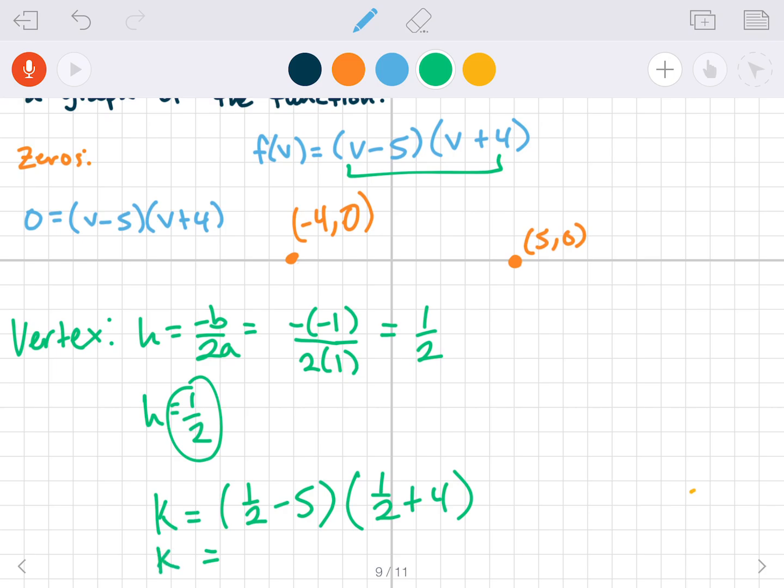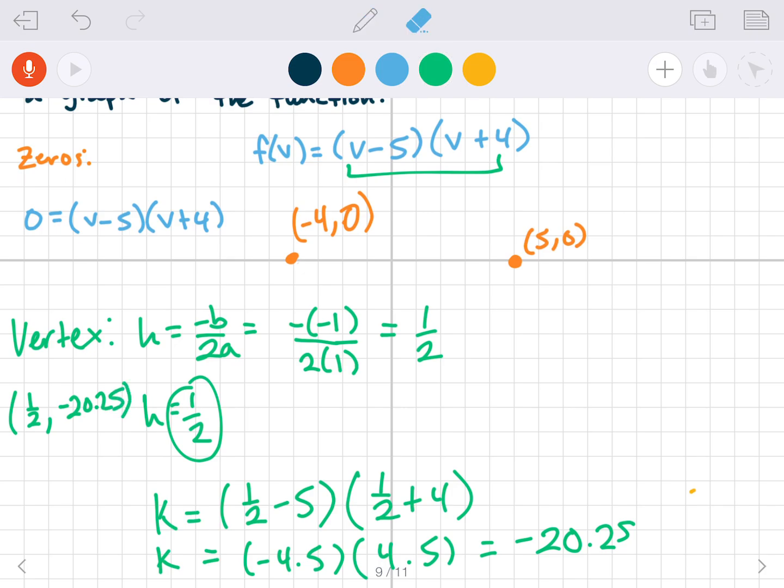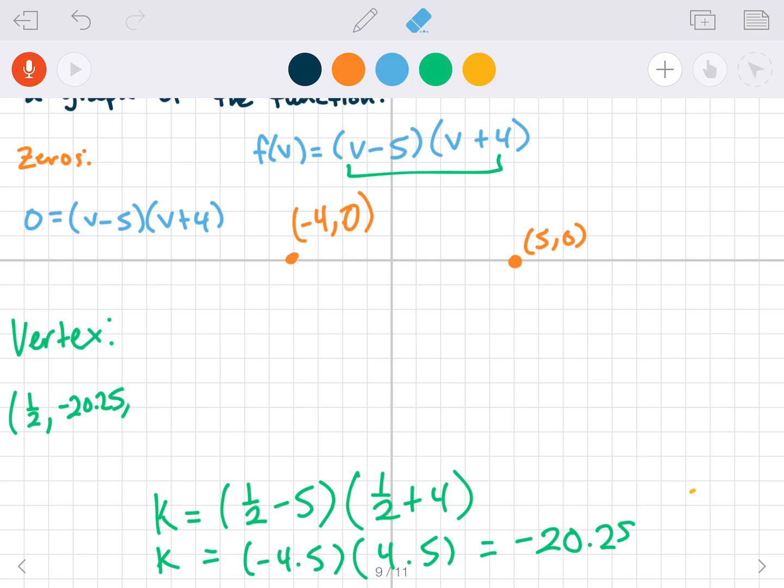So we get 1/2 minus 5, that's negative 4.5. 1/2 plus 4 is 4.5. So when I multiply these out, I get negative 20.25. So k is equal to negative 20.25. So my vertex is 1/2, negative 20.25. And I'm going to erase some of this to clean it up. And that's going to be my other point that's going to help me graph this.